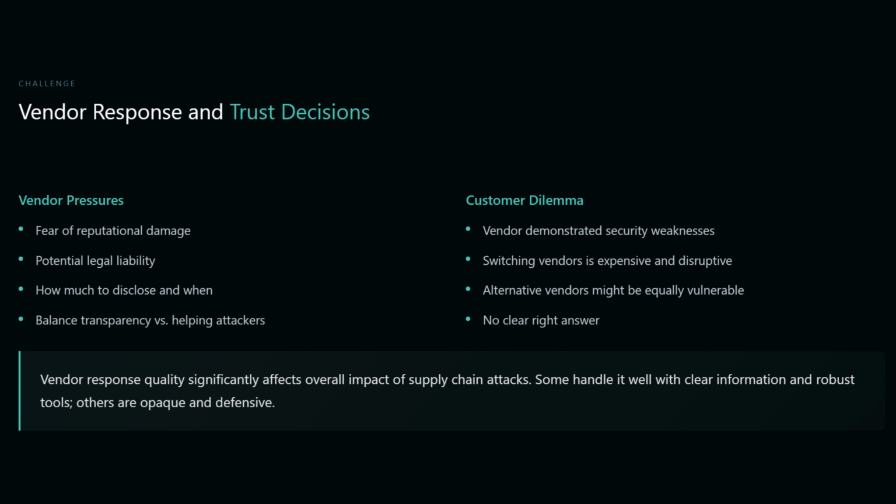Vendors face enormous pressure and difficult decisions when their software is used in supply chain attacks. They fear reputational damage and customer loss, and rightly so, because these things happen, and they face potential legal liability. They struggle with the balance of how much information to disclose and when. They have to balance transparency with avoiding creating panic, or providing attackers with useful information. Vendor response quality significantly affects overall impact of supply chain attacks.